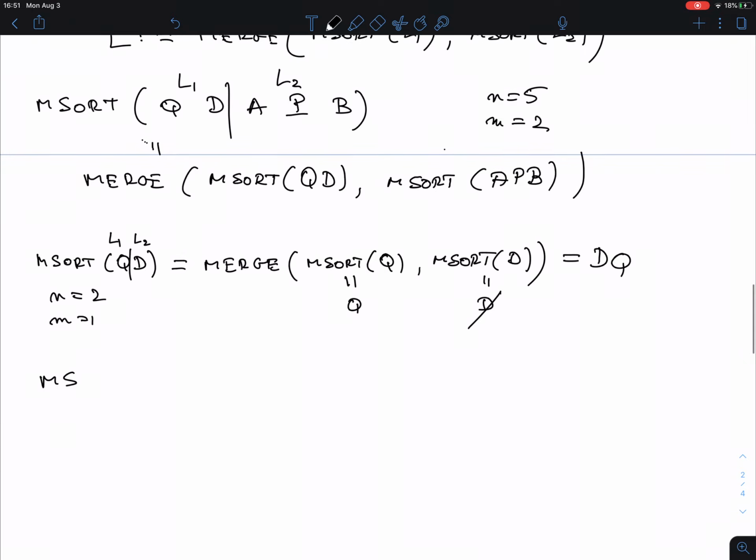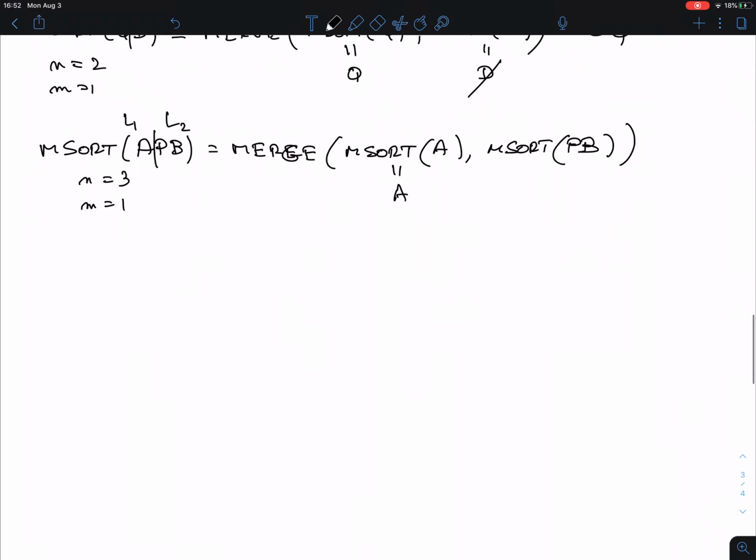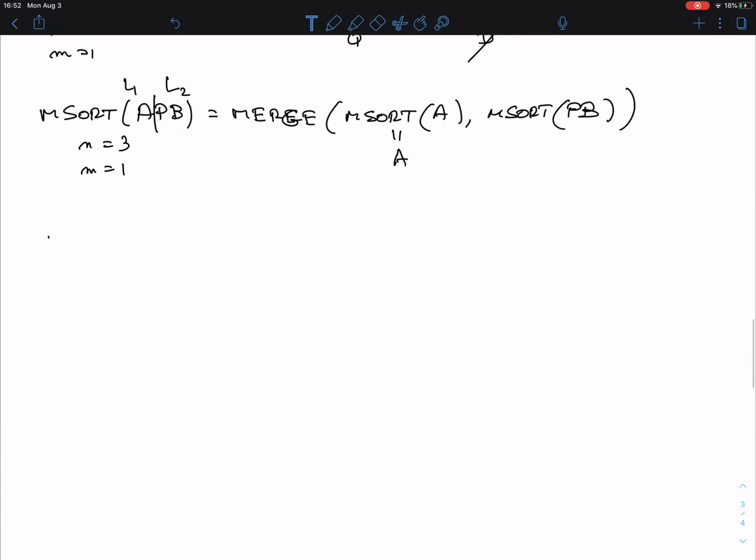Now what about M sort of APB? It will have to work a little bit more because n is 3 and m is now going to be 1. So it's creating again two lists, this list and this list. So it's going to merge M sort of the first part of the list, which is just A, and M sort of the second part of the list, which is a little bit longer, it's PB. This one we know is A, so nothing to be done, but we have to still calculate M sort of PB.